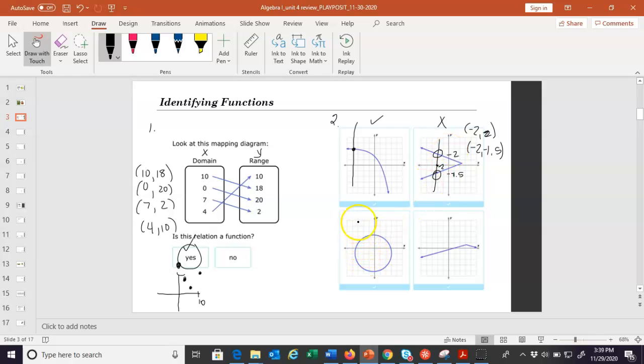Same thing here with the circle. Circles are never functions, and this line is a function.